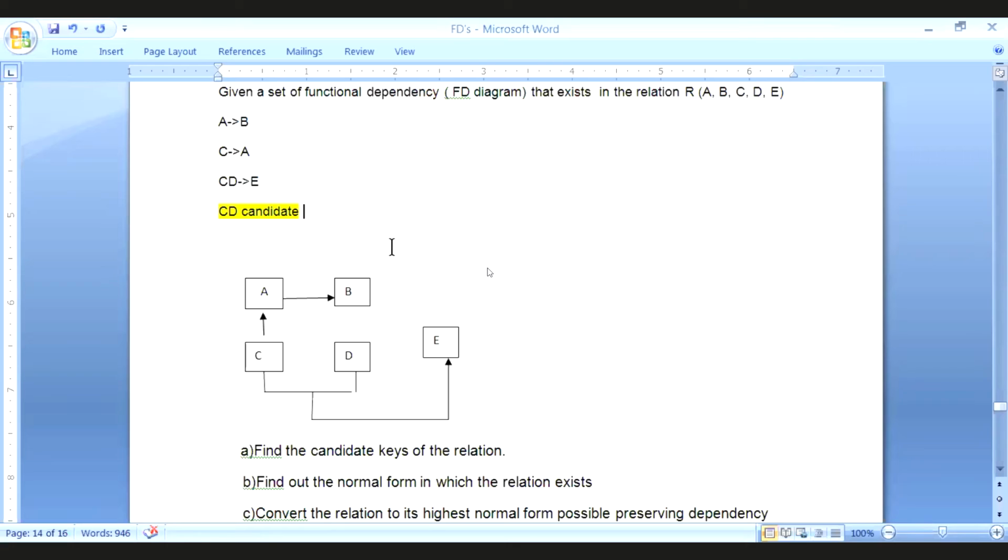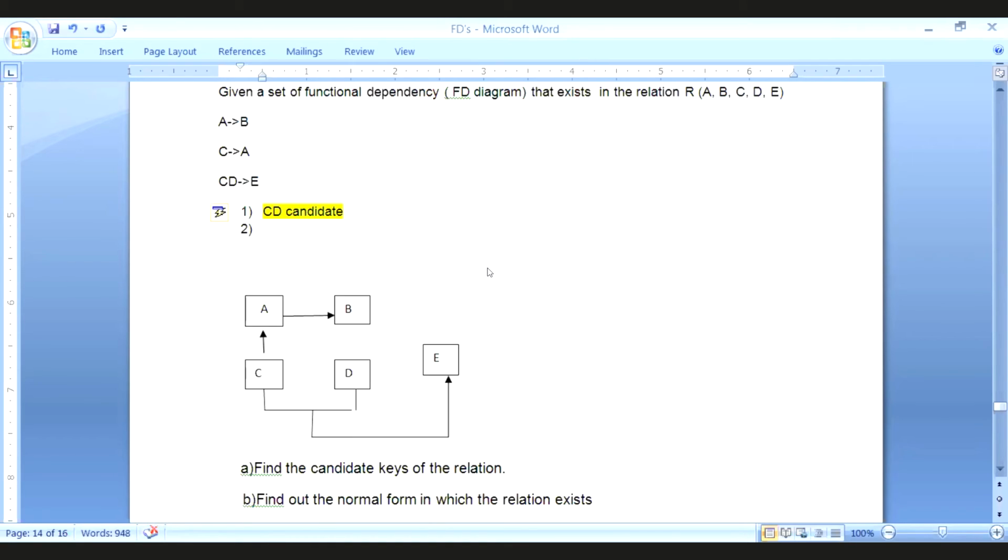Now what is the next step? The first step was to find out the candidate key. So we got it. What is the next step? Find out the normal form in which the relation exists. How do I find out the normal form? The first step is the candidate key. The second step is to write the key attributes. Hence the key attributes are one is C, another one is D.